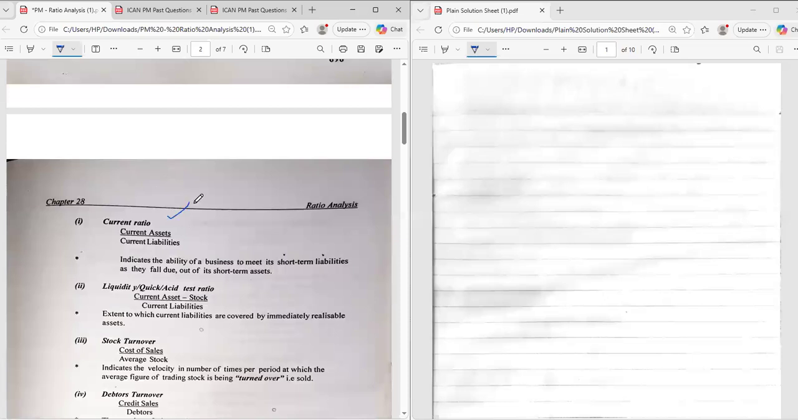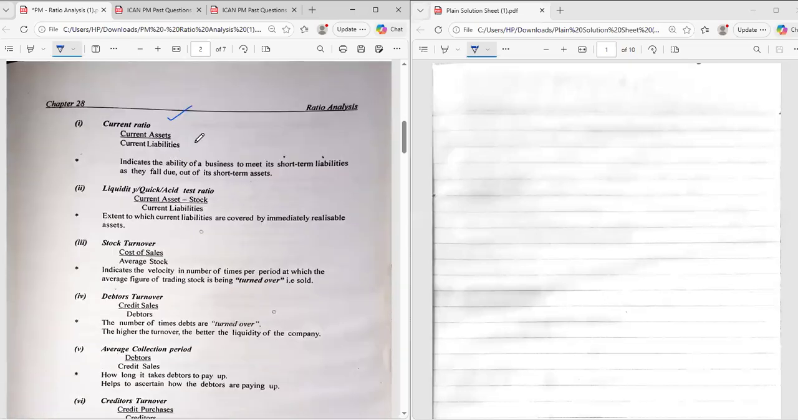So for the current ratio, the formula is current asset divided by current liability. In ratios, you have to calculate and you also have to interpret, depending on the question. At skills level, more of what they want you to do is to calculate. At professional level, they don't just want you to calculate, they also want you to interpret. So that is why we have the interpretation here.